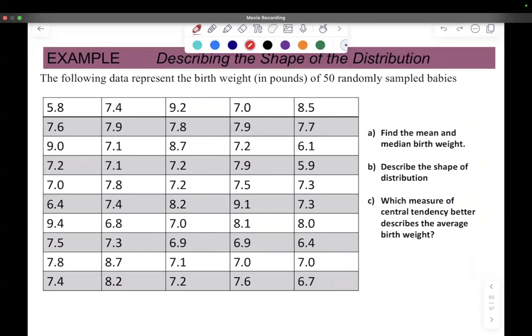We're going to do this with birth weight now. So we have 50 randomly sampled babies. We're going to find the mean and the median birth weight. We're going to talk about the distribution, and we're going to talk about which center we want to use, whether we want to use mean or median here.